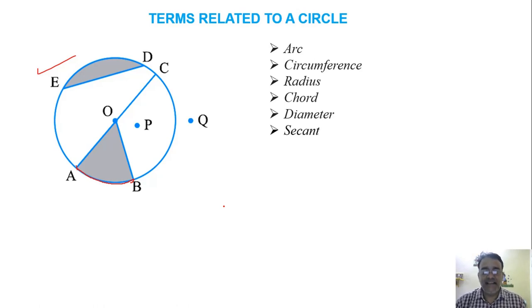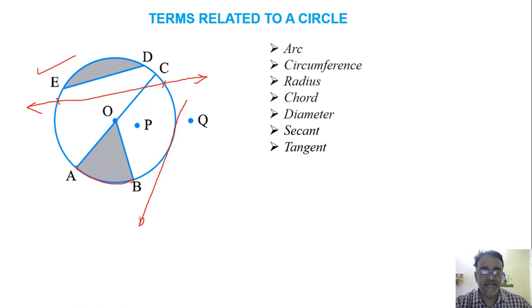Next is secant. Secant is a line which intersects the circle at two points. In this figure there is no secant, so I am making a rough figure. Suppose this is a line and it intersects the circle at two points, so this line is called a secant. Next is tangent. Tangent is a line which intersects the circle at exactly one point. Suppose this is a line which intersects the circle at one point, so this line is called a tangent.